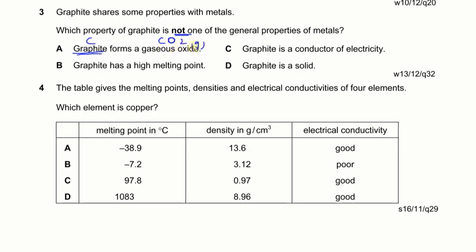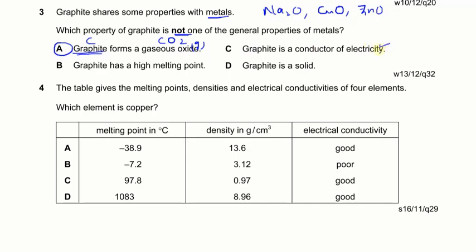Okay. On the other hand, metals, when they react, for example, we got sodium oxide, we got like copper oxide, or we got zinc oxide, these oxides are all solid in state. They are not gaseous. So you can say A is a quality of graphite that it doesn't share, that is not common to the metals. Graphite is the conductor of electricity.